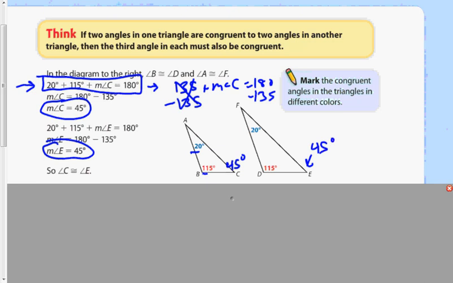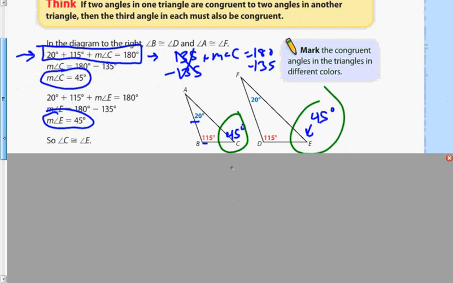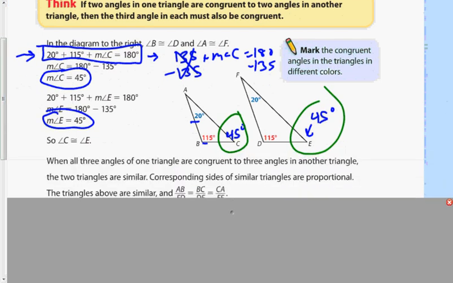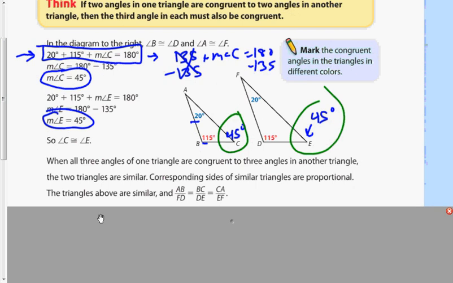So that means that the measure of angle C and the measure of angle E are the same, or those two angles are congruent. And that's what we're saying here. If you know that two triangles have two of the same angle measures, then the third one has to be the same. It just makes sense, because no matter the size of the triangle, the angles always add up to 180.